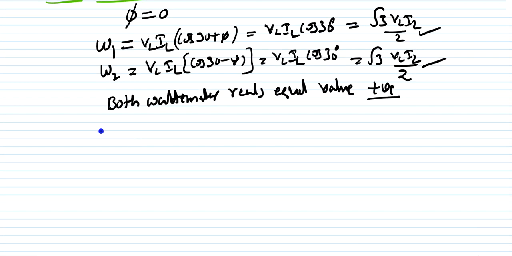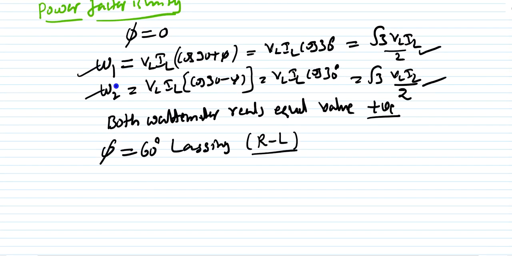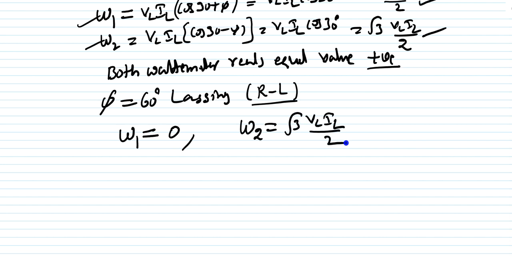The second observation is, suppose my phi is equal to 60 degrees lagging, it means that it is an RL load, isn't it? RL load. Then what could be the scenario? Apply 60 degrees to these expressions instead of phi. Then W1 is going to be 0, but W2 is going to be root 3 into VL IL by 2. If it is a lagging RL load and the phi angle is 60 degrees, then W1 is going to read 0 value, but W2 is going to read some amount of value.